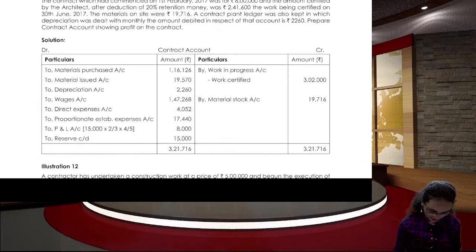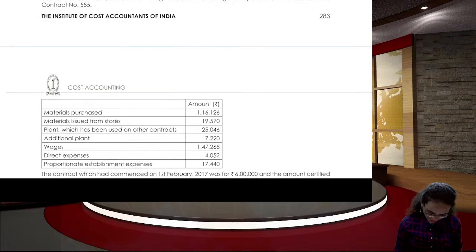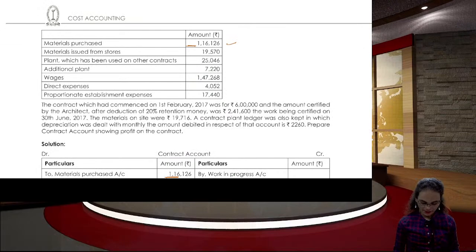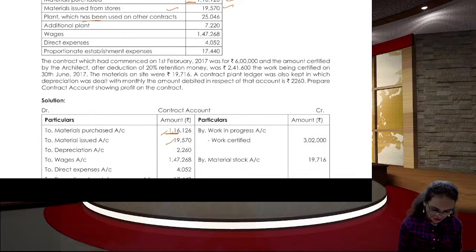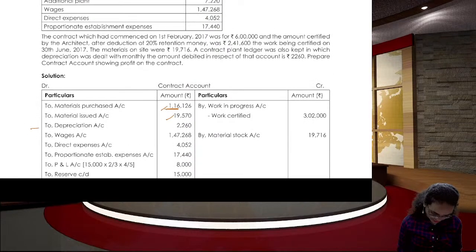See here, material purchased is 1,16,126. Material issued is also expenditure, 19,570. Plant which has been used is this much, but when the plant information is given, opening plant is given and the depreciation rate is given. Somewhere he has given the depreciation rate. I'll tell you a bit later about this depreciation.